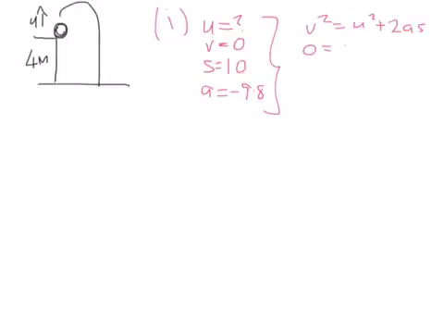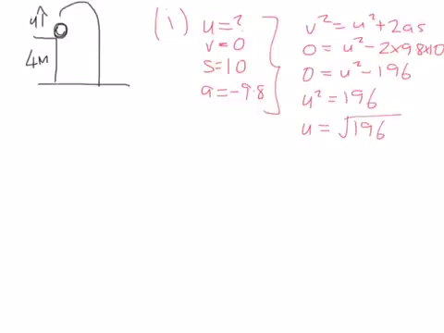So we have 0 is equal to u squared minus 2 times 9.8 times 10. 0 equals u squared minus 196. So then u squared is equal to 196, which means u is equal to the square root of 196, which leaves us with u equals 14 meters per second. There was 1 mark for taking v to be equal to 0, 1 mark for using the equation, 1 mark for substituting in the values, and then the 4th mark was for getting u equals 14 meters per second.